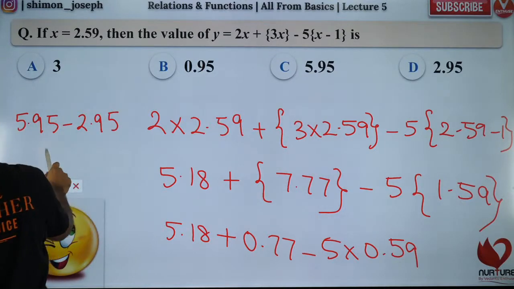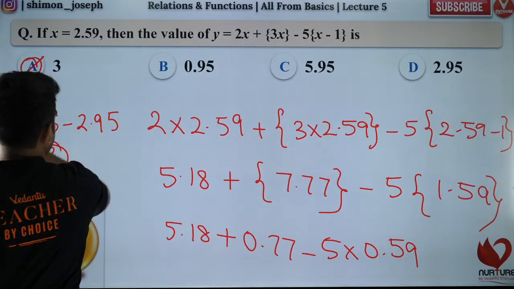2.95. So if you subtract it, you'll get 3 as the answer. So it's option A. Did you like it?